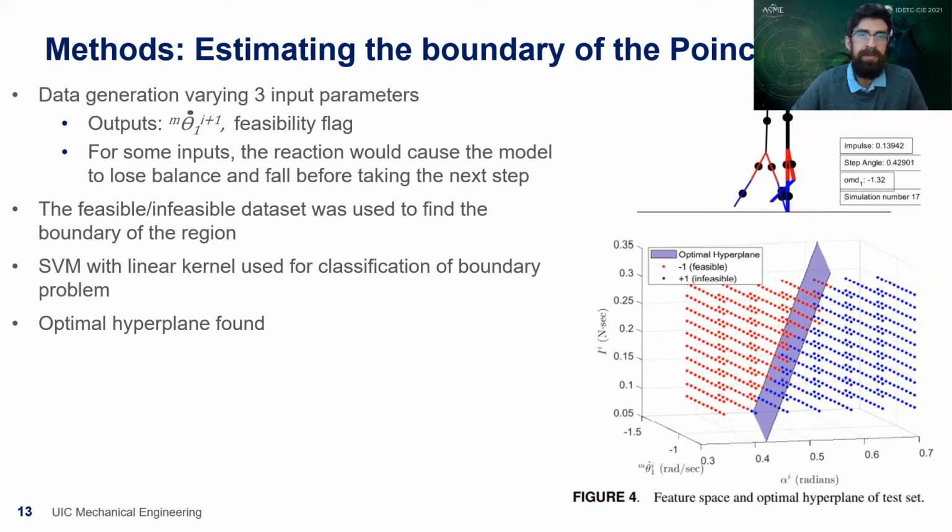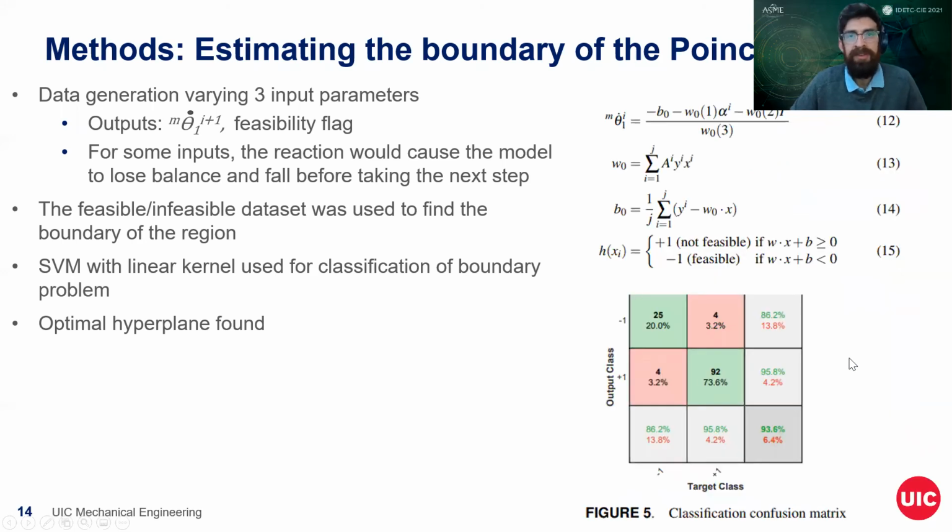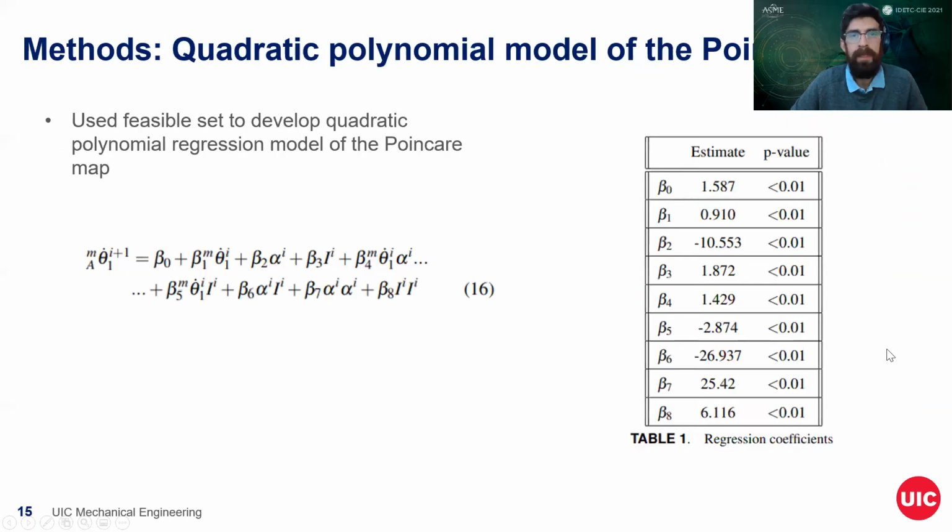Using a linear kernel, we found the optimal hyperplane that splits the feasible and infeasible set, shown here in blue to be infeasible and red to be feasible. And we obtain a decision boundary plane that has a linear function. The equation of the hyperplane is shown here in equation 5, and this becomes our classifier equation. We tested with 125 samples and found an overall accuracy of 93.6%, predicting feasibility.